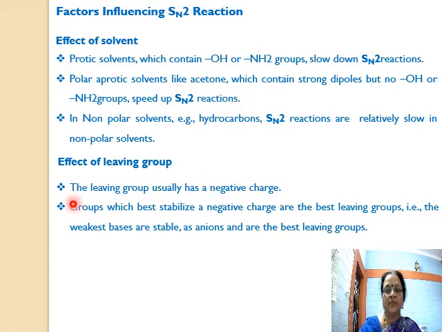Effect of leaving group. The leaving group usually has a negative charge. The groups which stabilize the negative charge are the best leaving groups. That is, the weakest bases, which are stable anions, are the best leaving groups.